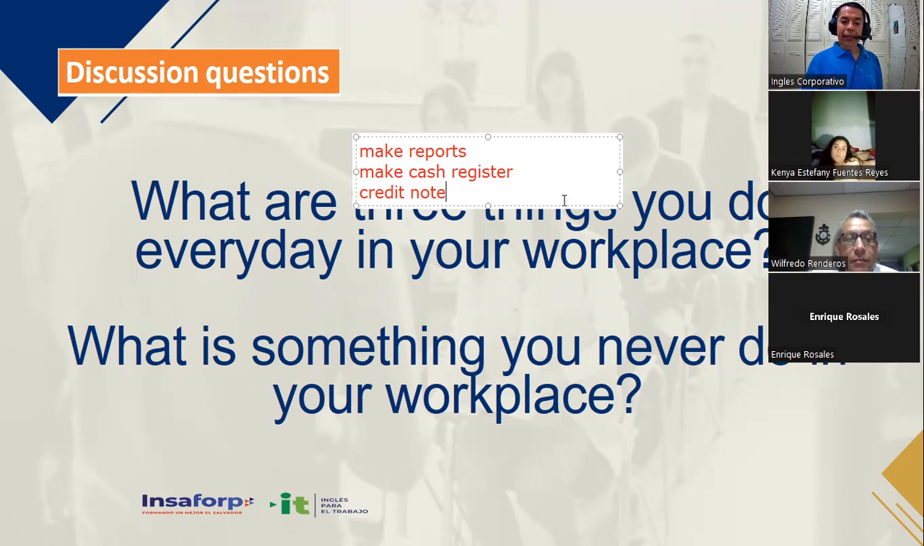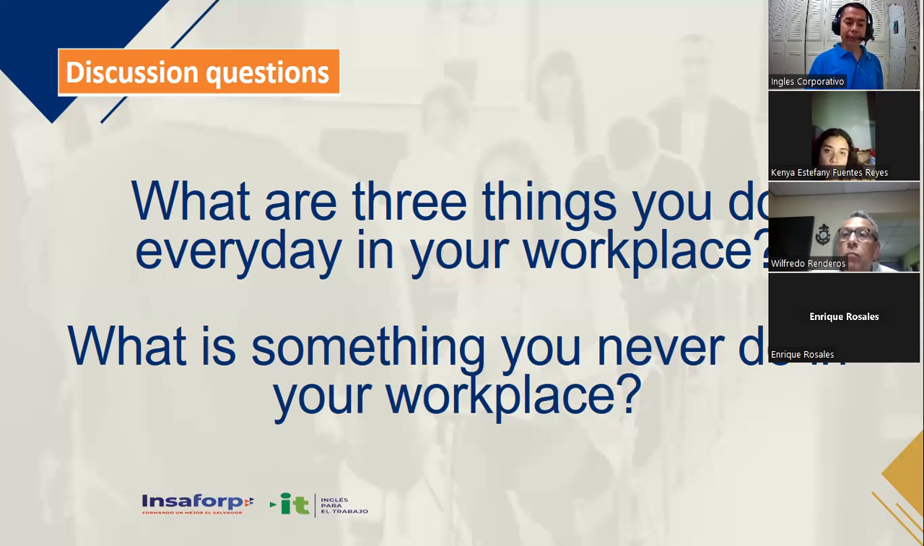Now, let me see. Kenya, please, can you help me? What are three things you do in your job, Kenya? Check the emails. Send email, make reports. Digitar órdenes de compra. To digit purchase orders. Purchase order, right? Órdenes de compra, right? Okay, good. Thank you very much.